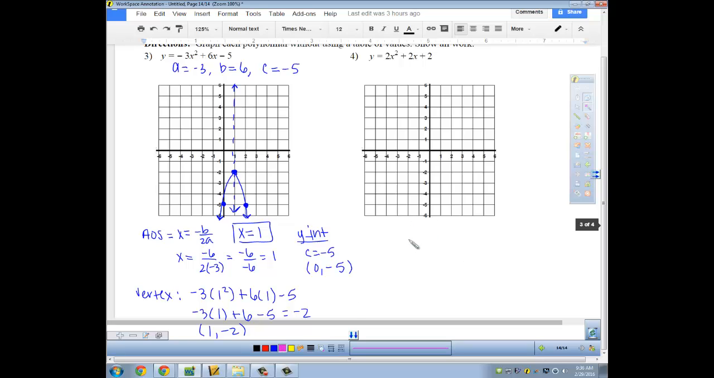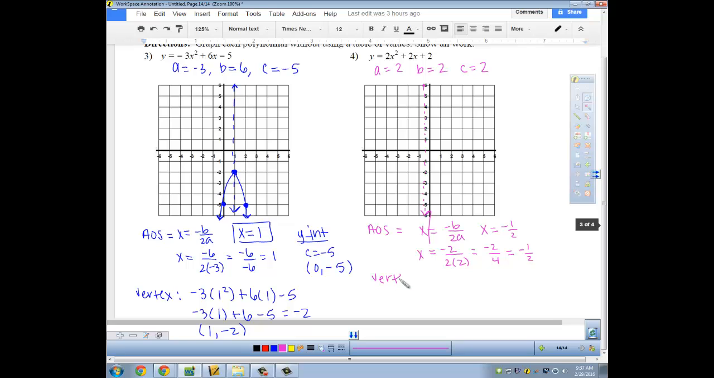Okay, number 4, doing the same thing. So first, figure out your a, b, and c. So a is 2, b is 2, c is 2. Okay, axis of symmetry. x equals negative b over 2a. So my b was 2, so negative 2 over 2 times a, so 2. Get negative 2 over 4, which is negative 1/2. So I have my axis of symmetry at x equals negative 1/2, so that's about right here. And it doesn't have to be perfect, just estimate where negative 1/2 would be.